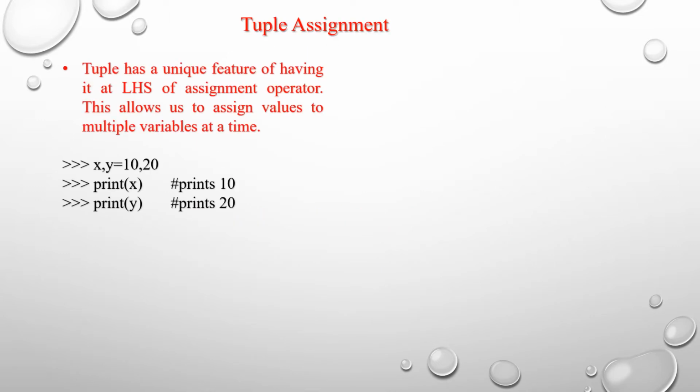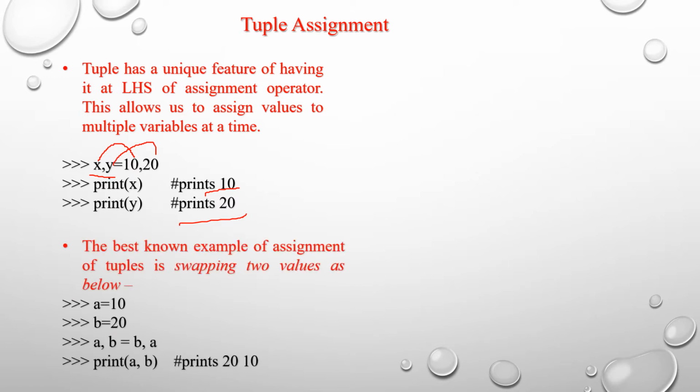Tuple has a unique feature of being allowed on the left hand side of the assignment operator. This allows us to assign values to multiple variables at a time. Here my variables are x comma y and the values are 10 comma 20. So the x value is 10 and the y value is 20. If you print x, the interpreter will print 10. If you print y, the interpreter will print 20.